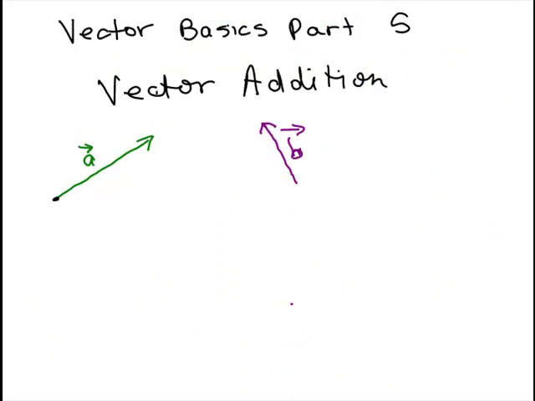This is part 5 of Vector Basics, and we're going to do vector addition. So here we have two vectors. Vector A is the green one.